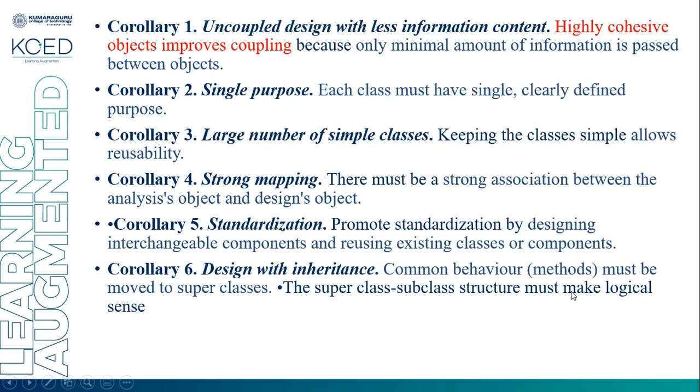Corollary 6 is design with inheritance. Common behavior must move to the superclass. Common behavior methods will be moved to the superclass, and specific behavior will be moved to the subclass. The superclass-subclass structure must make logical sense. These are the 2 axioms and 6 corollaries. We are going to discuss each one in detail in the forthcoming video lectures.